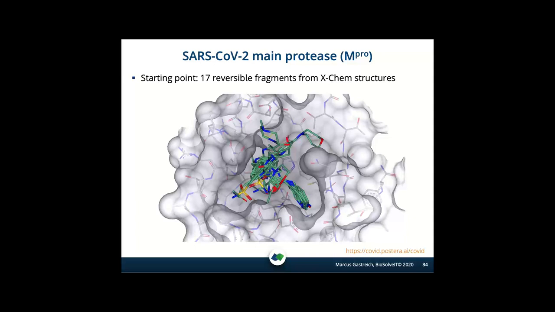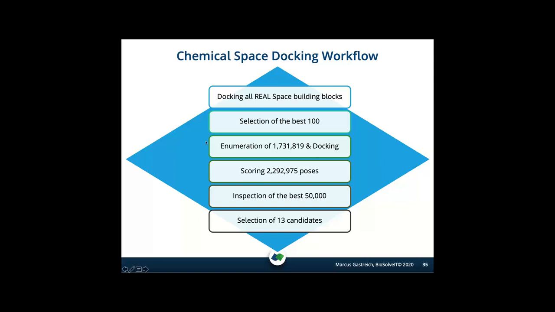So we did exactly what I showed you before. We docked all the REAL Space building blocks. So we are talking, again, billions of enumerated molecules that we do not enumerate, but we assemble on the fly. We selected the best 100 binding fragments. And then we did this enumeration of the subspace that was 1.7 million. So that's still doable. And then we requested a number of poses per docking, and this is why we came up with a higher number, namely 2.3 poses here. We inspected the best 50,000 visually, used our filters in CSAR, and then eyeballed things and selected 13 candidates that were made and delivered.